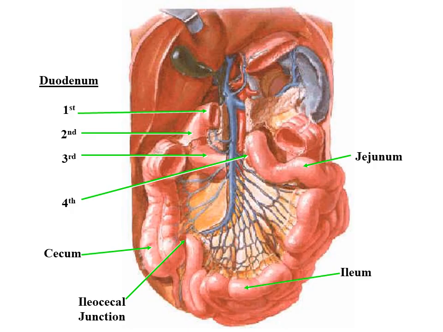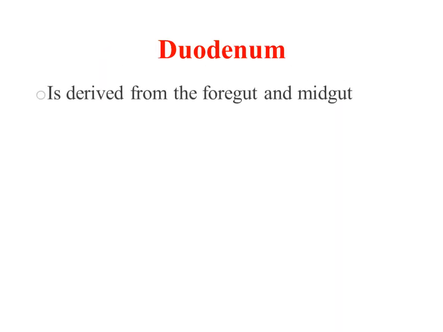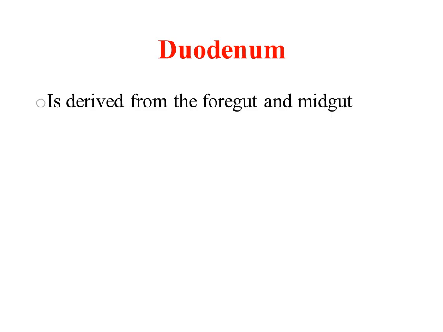Duodenum has four parts. The duodenum, the site of the last stage of digestion, is 25 centimeters long and has four parts. We have the first part, second part, third part, and the fourth part. It begins from the stomach and continues with the jejunum. Duodenum is derived from the foregut and midgut. For that reason, it takes its blood supply from two sources.